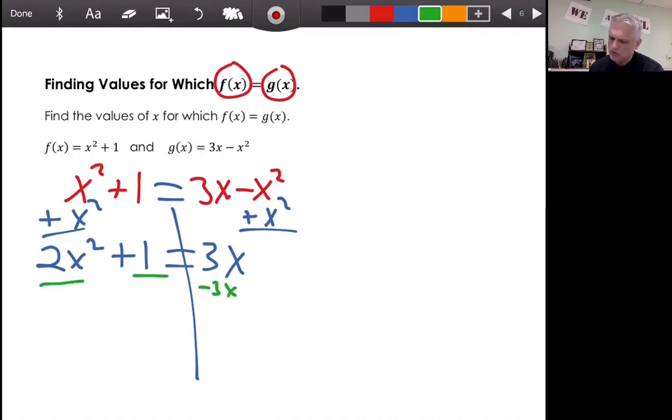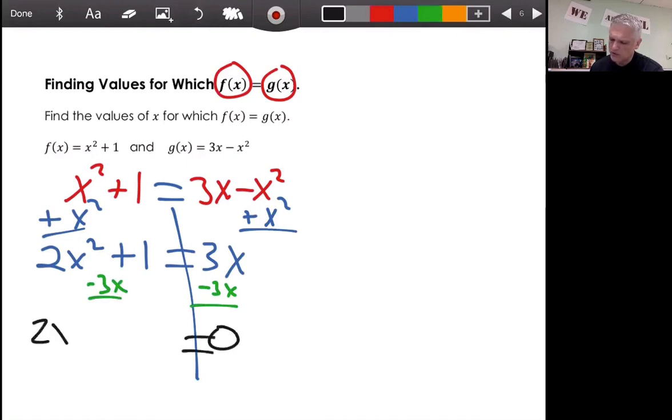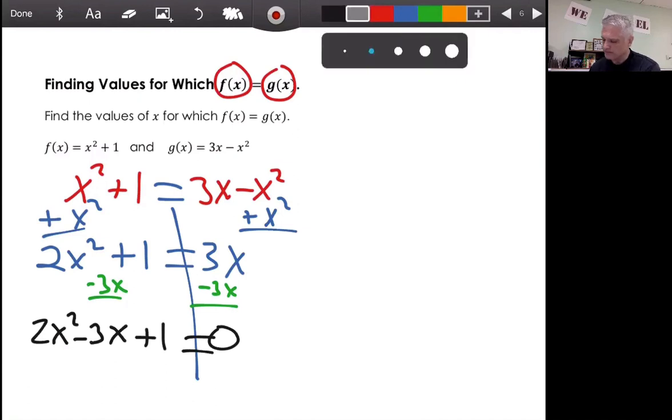Neither of these terms are like terms with 3x. So that means that when I subtract 3x from both sides, I got 0 here. This is going to be 2x squared minus 3x plus 1. So guess what we're going to do? I think you guessed it. We're going to look to see if we can factor. Okay, so let's look at product sum.